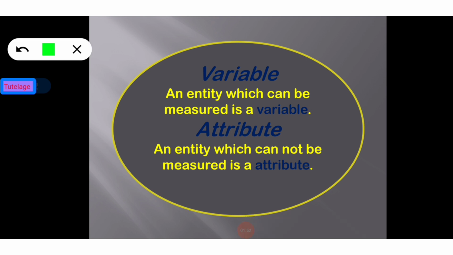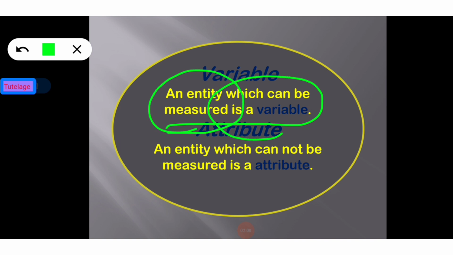So what is a variable? A variable is basically an entity which can be measured. So that is called the variable. So a variable can be measured. An attribute cannot be measured, so that is known as an attribute. So that is the basic difference between a variable and an attribute, because a variable can be measured and attributes cannot be measured. Clear? I think this is clear.